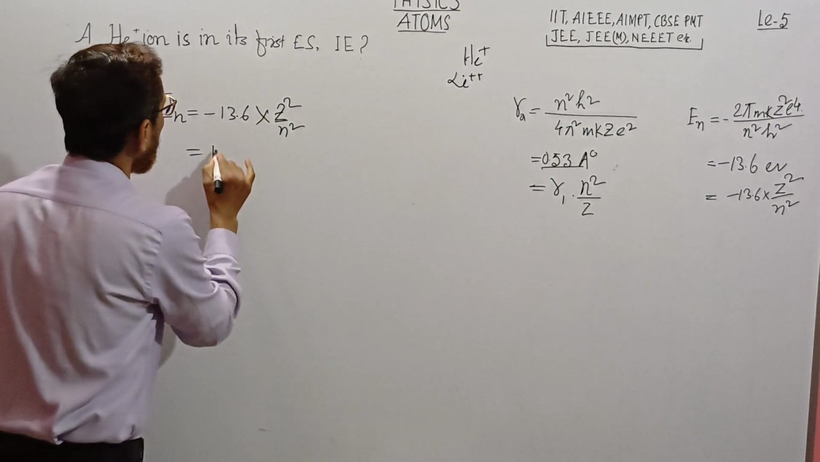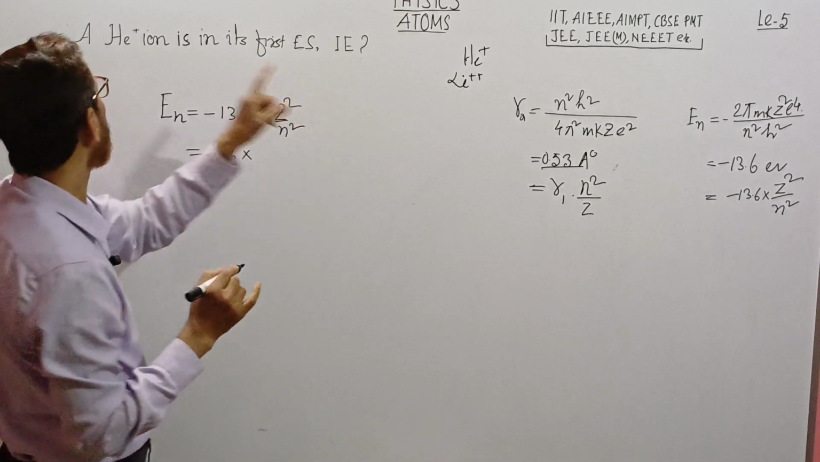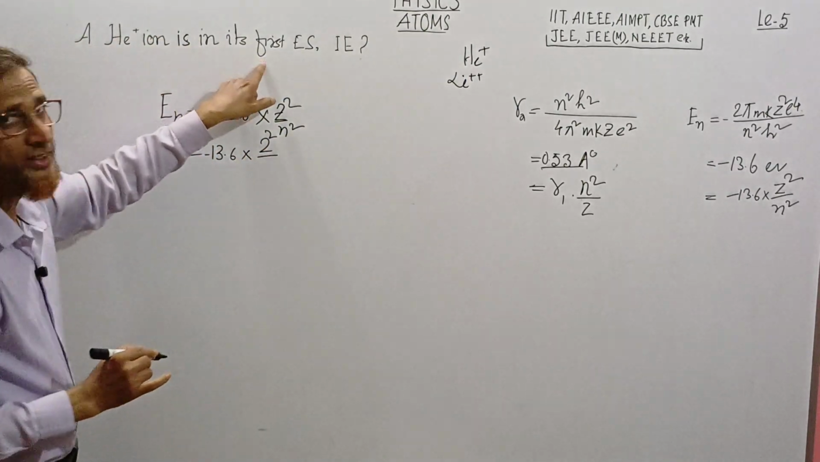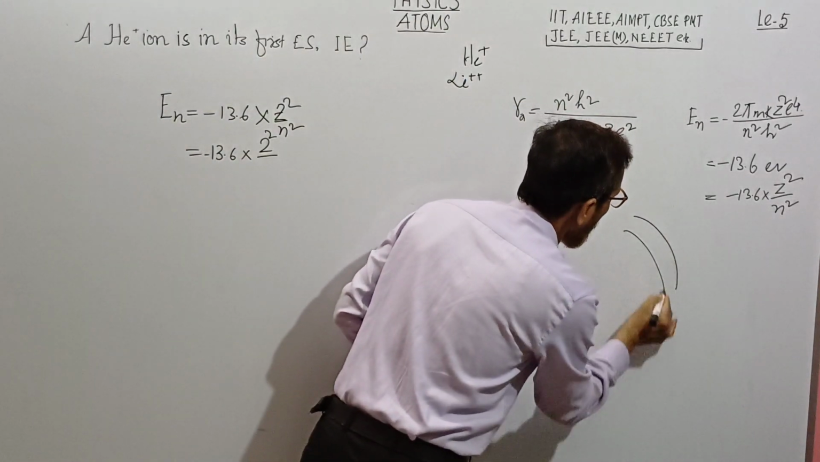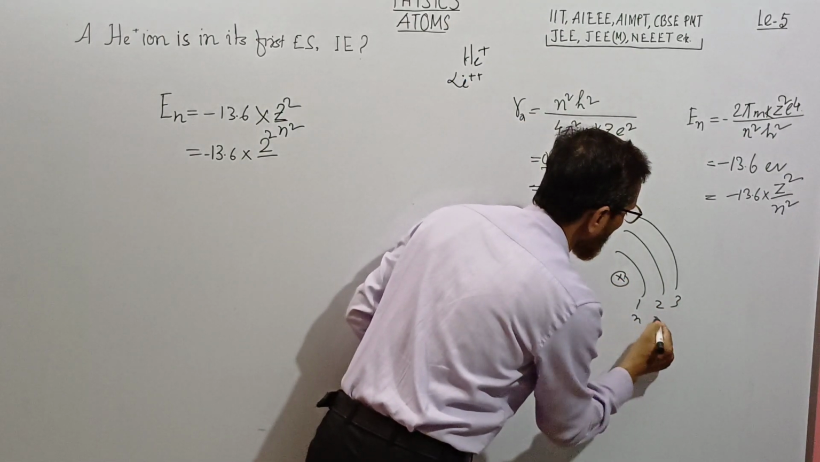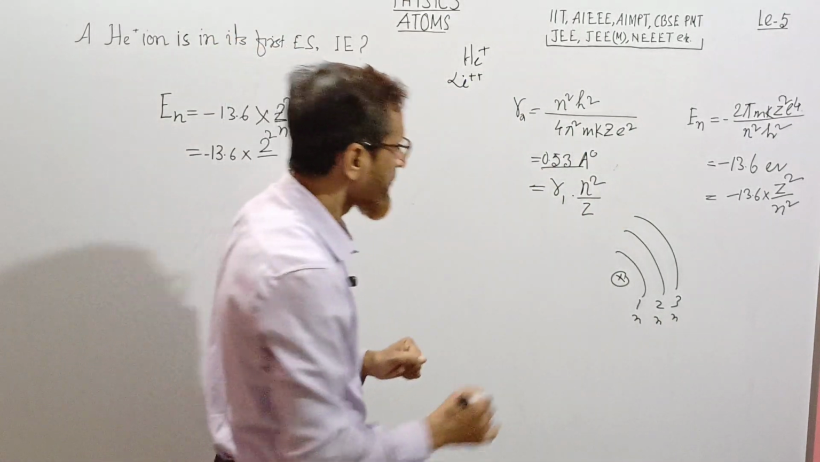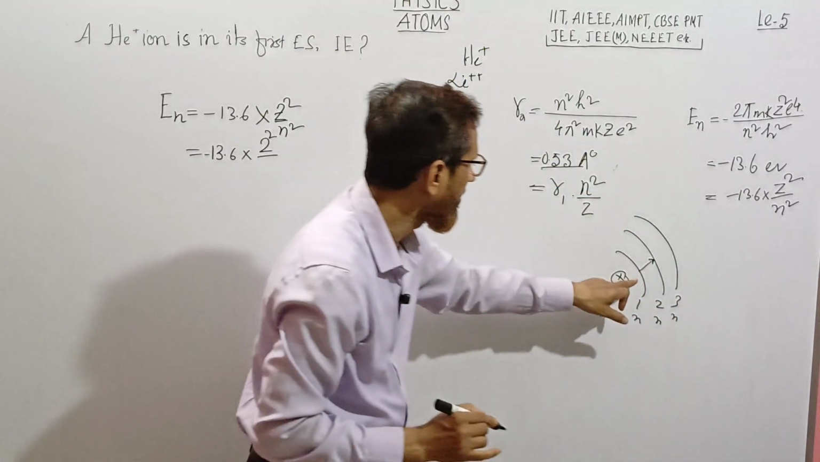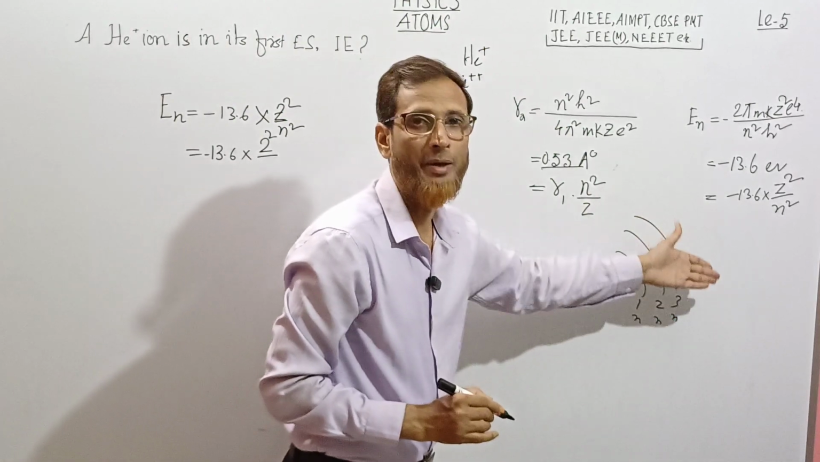Here 13.6, z is what? It is helium, atomic number is 2, squared, and again it is the first excitation state. In my last class I told you, this is the nucleus, and these are n equal to 1, n equal to 2, n equal to 3. When you talk about the first excitation state, it means the electron has jumped, on absorption of energy, from this level to that level, that it has already gone to the n equal to 2 level. Am I right?